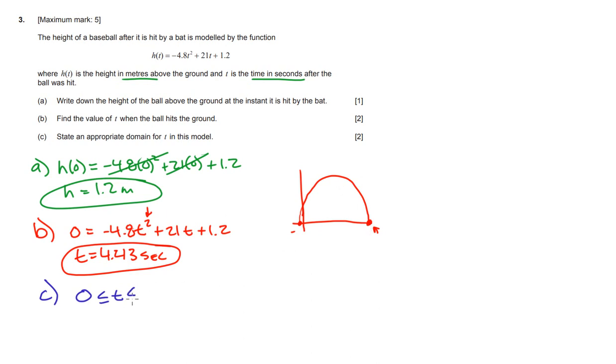So then we would want t to be less than or equal to 4.43, and we could maybe even put s for seconds in here, and that would be a good domain there. Okay, officially on the answer sheet it doesn't have the seconds in there, so you do not have to put that on there, but I can't imagine that they would mark that wrong if we had that. Okay, on to number 4.